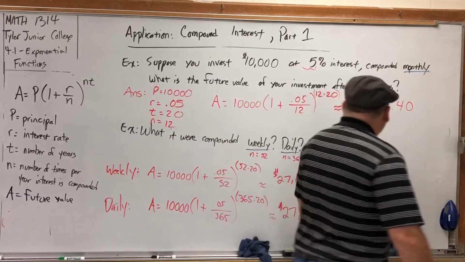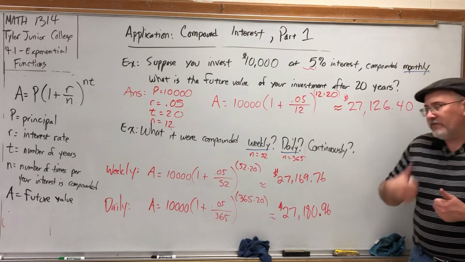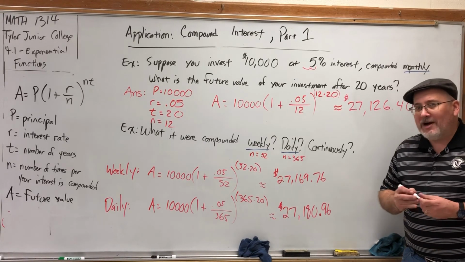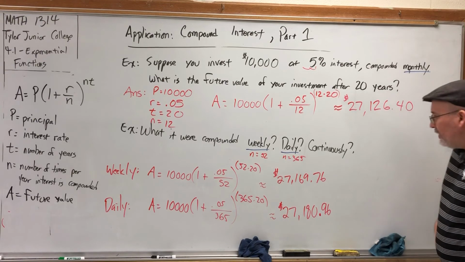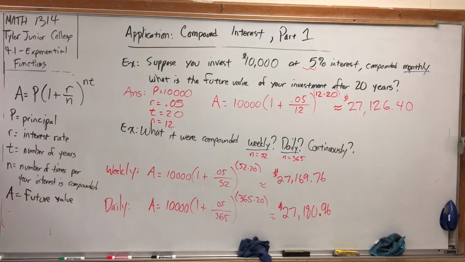There's a limit to how much this would be worth if you just kept increasing the frequency with which interest was compounded and added to your principal. And it's called continuously compounded interest. It is that limit. In the next video, I'm going to kind of show you where that formula came from. You won't have to derive it, but it's pretty interesting because it has something to do with the number E.